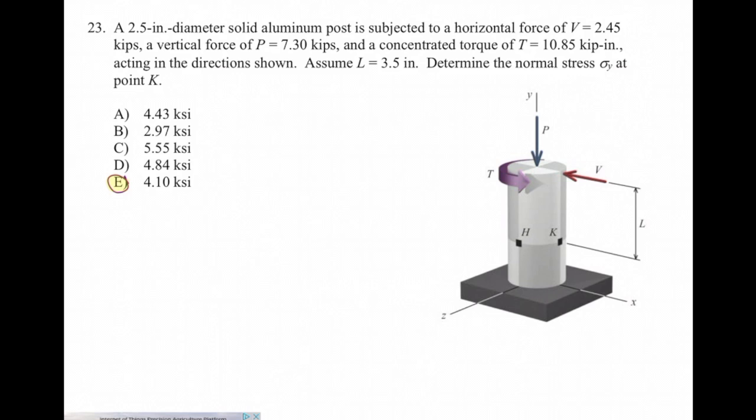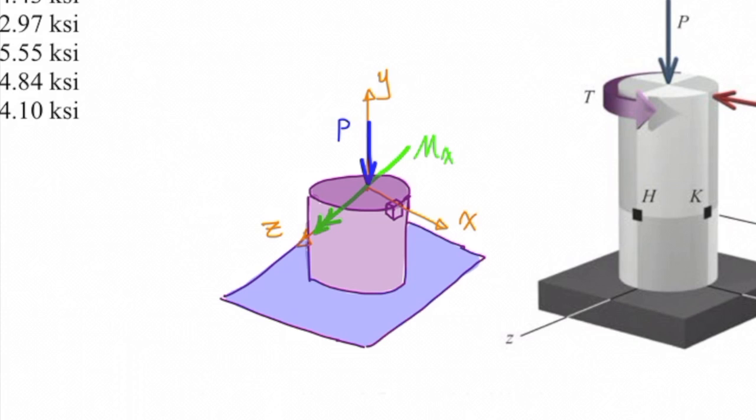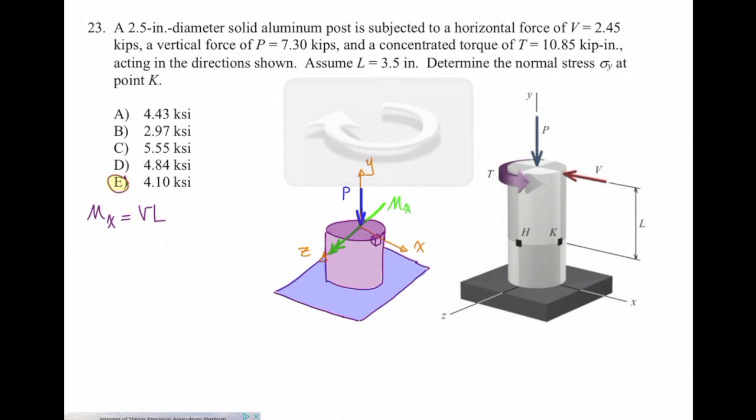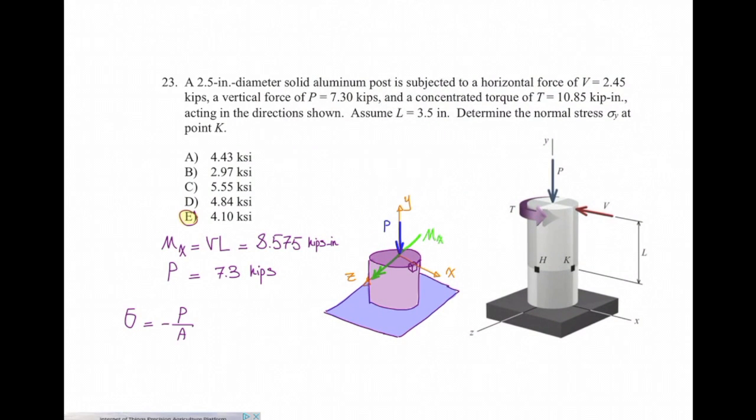Okay, let's do that. So if we cut the section, we just need to take care of 2 forces, the axial force, which is P, and the moment, which is V times L. And the magnitude of that is 8.575 kips inch. And the magnitude of P is 7.3 kips. The stress caused by the axial force, is it positive or negative? Negative. What about the stress caused by that bending moment? Positive, following the direction of the moment. So I subtract them from each other. That gives me sigma equal to negative P over A plus MC over I. And I plug the values.